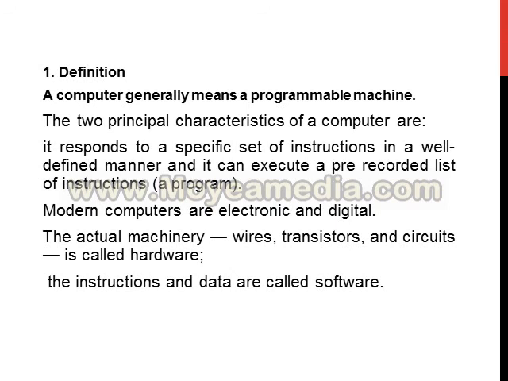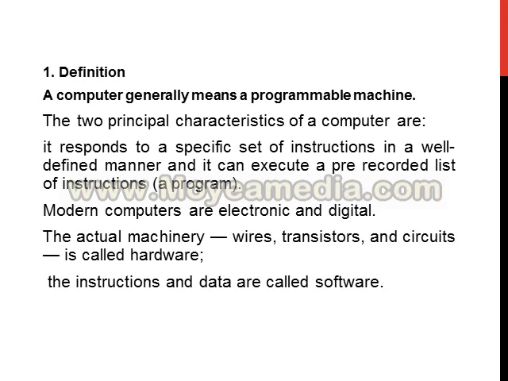Two types of modern computers are there, electronic and digital. The actual machinery, the wires, transistors and circuits, is called hardware, and the other is software, that is, instructions and data are called software.